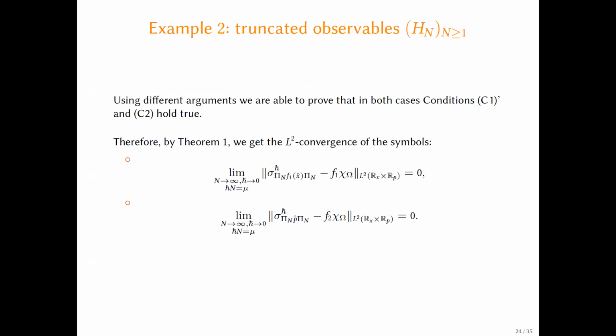Using totally different techniques, we were able to prove, for these two kinds of truncated observables, the L2 convergence of the Weyl symbol of the truncated Hamiltonian to f times the characteristic function of the classical analog.